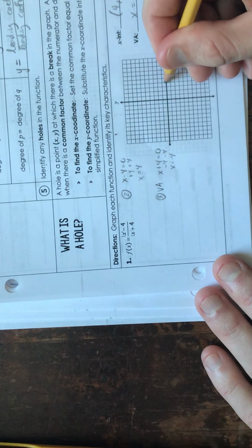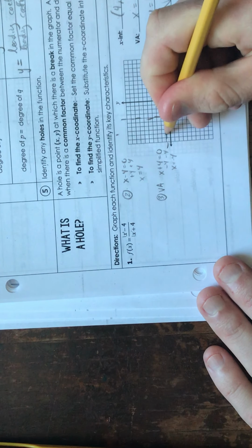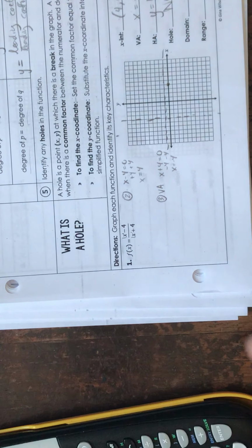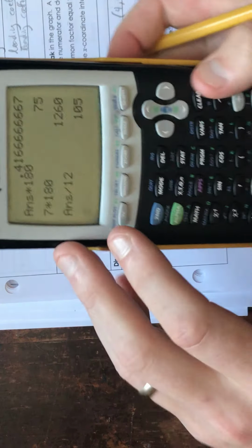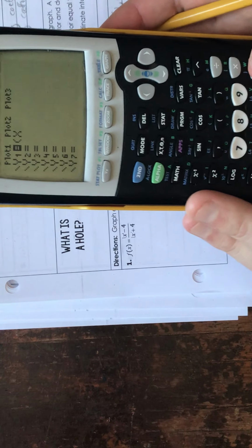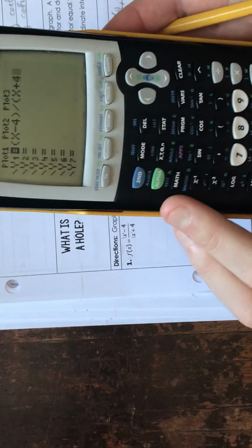We know our x-intercept is at (4, 0), so I can plot a point there. We know we have a vertical asymptote at x equals -4, so that's like a vertical line at -4, and we have a horizontal asymptote at y equals 1. Okay? And if you go ahead and put this guy in your calculator, I'm going to do something like, remember, parentheses around these guys, so (x minus 4) divided by (x plus 4).